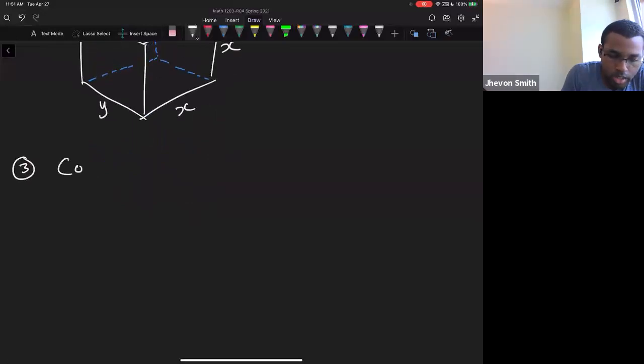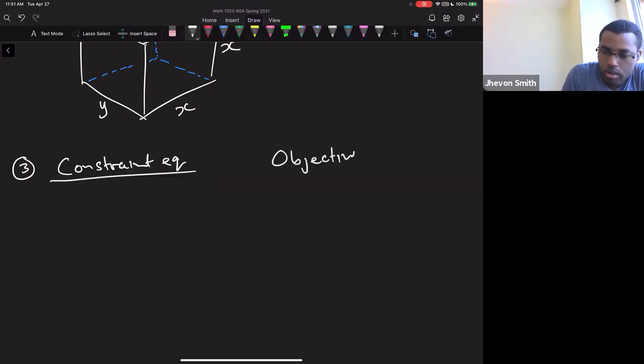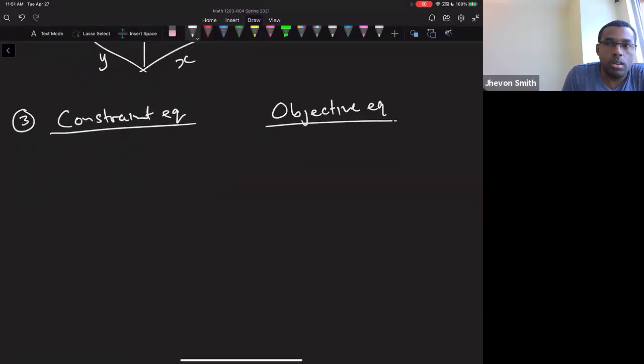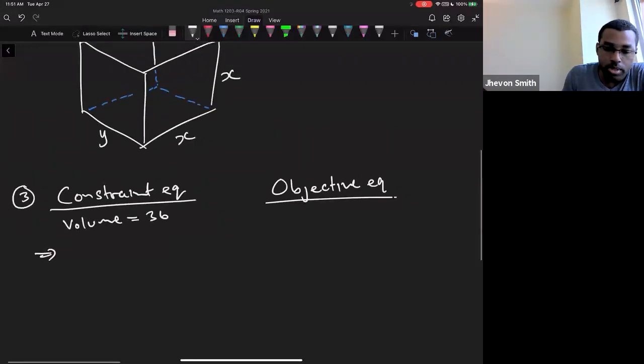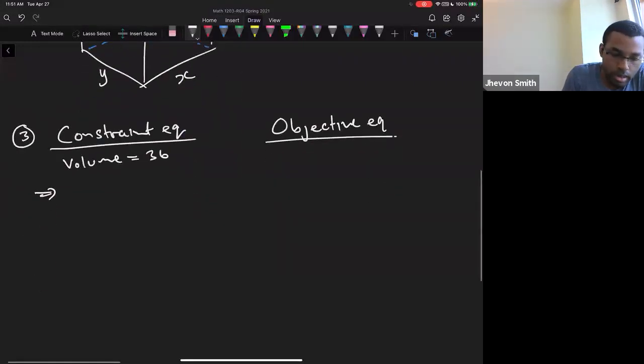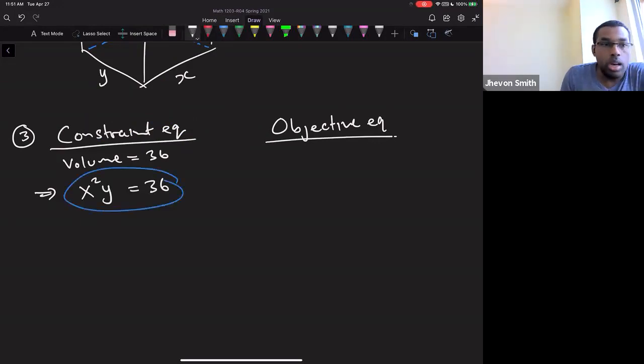where we want to find our constraint equation and our objective equation. So we know the constraint is volume. Volume must be 36. We also know what the volume of something like this is, length times width times height. This means that your x squared y must be 36, right? That's your constraint equation. Moving on to the objective, we want to minimize surface area.